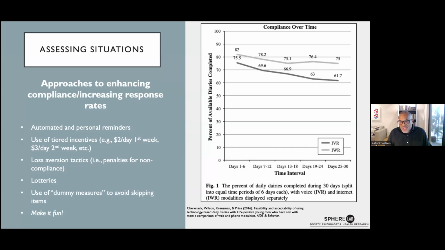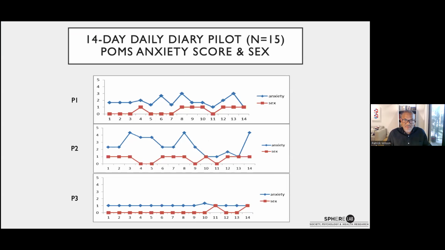And after doing lots of studies employing these methods, we found a lot of different tricks to increase responsivity and to allow ourselves to get comprehensive data. That includes, of course, reminders, but also things like tiered incentives. We've employed loss aversion tactics, lotteries, and often use dummy measures to avoid skipping items. The main thing is to try to make it something that's fun and not considered burdensome when you're asking someone to do an assessment for such a long period of time.